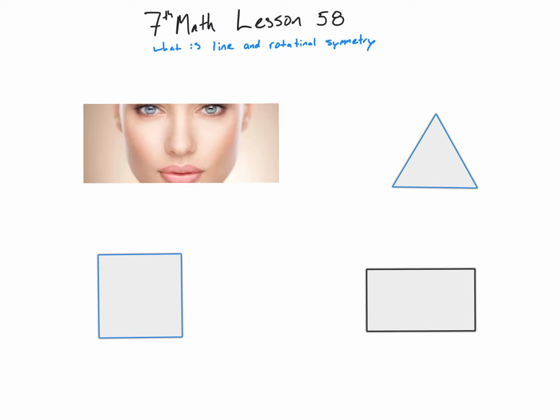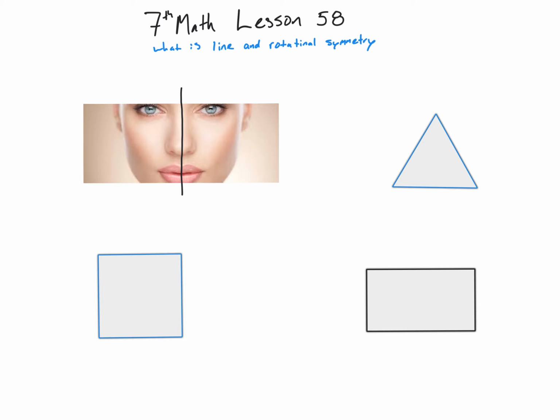This is lesson 58, and our objective for today is to understand what line and rotational symmetry is. The basic idea of symmetry is if you were to draw a line down something, you would be able to see that there is the same thing on both sides, like a reflection. Notice there's an eye on the right and an eye on the left. There's an ear on the right and an ear on the left. If you were to fold this, it would be exactly the same on both sides.